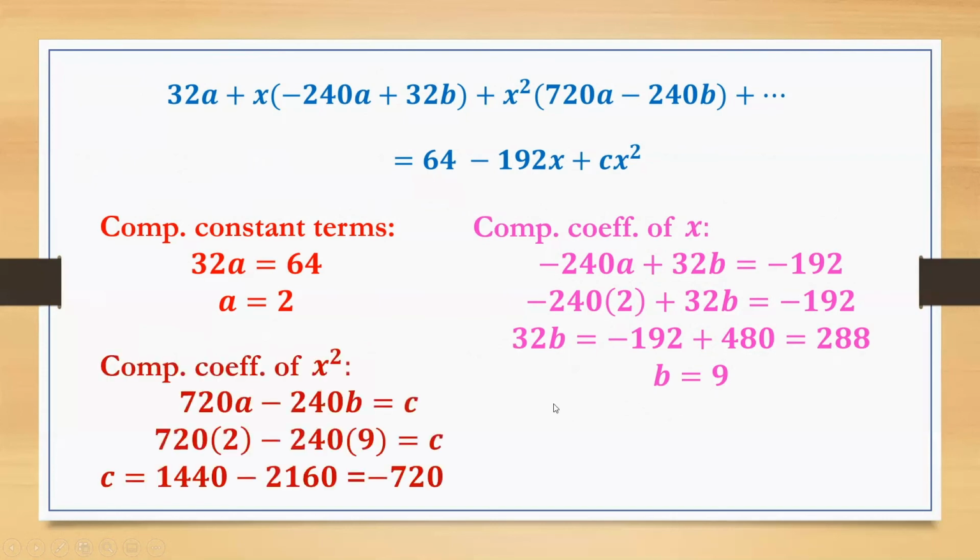We now compare the coefficient of x². 720a − 240b equal to c. So now the values of a and b are known. So we replace these two here and we obtain c equal to negative 720.